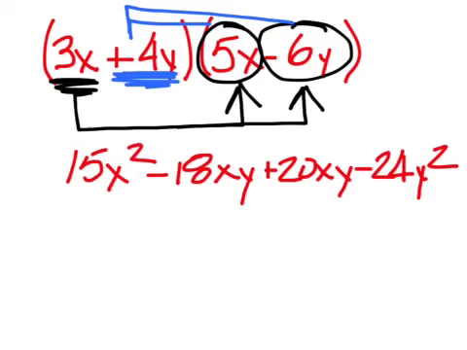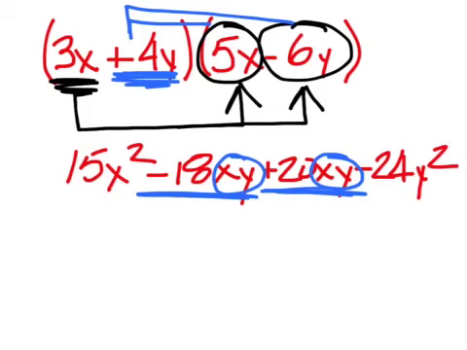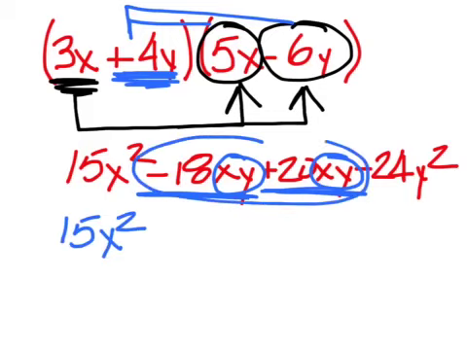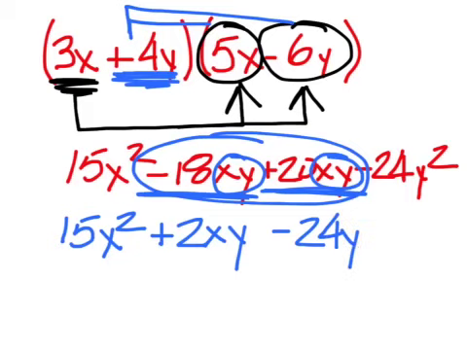Now you've got the like terms in the middle. You have minus 18xy and plus 20xy. You can add them together because they're both x to the first, y to the first. So 15x squared stays, but these two combined, negative 18 plus 20 is a positive 2, so that's plus 2xy, and then minus 24y squared at the end.